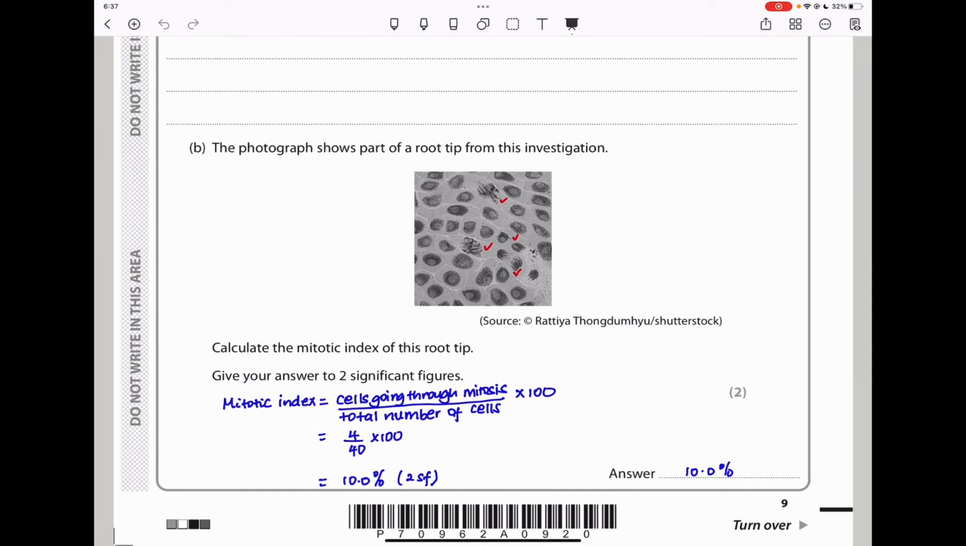Mitotic index should be the cells going through mitosis divided by the total number of cells times 100. So 4 divided by 40 times 100 gives me 10%. Remember they say 2 significant figures, so it has to be 10.0%. That is what I have, and my answer is that.